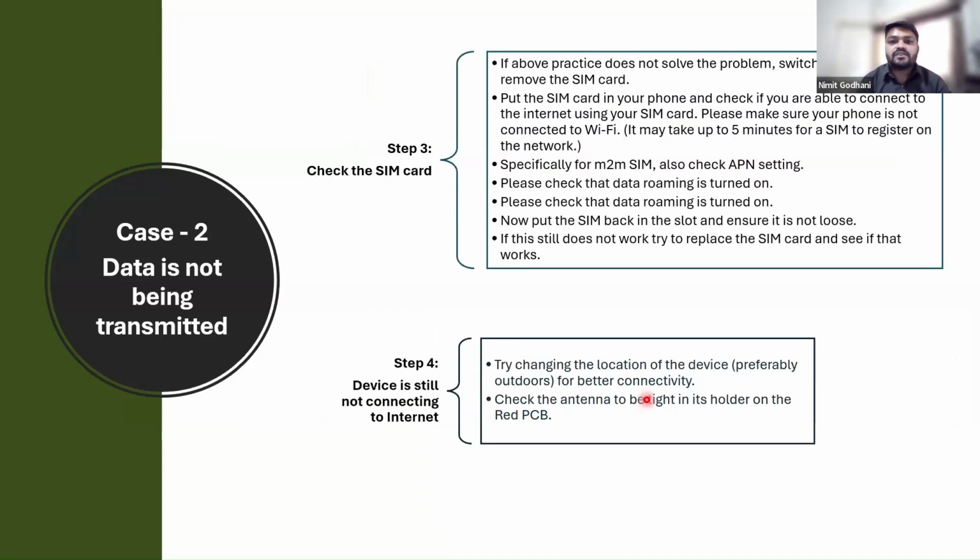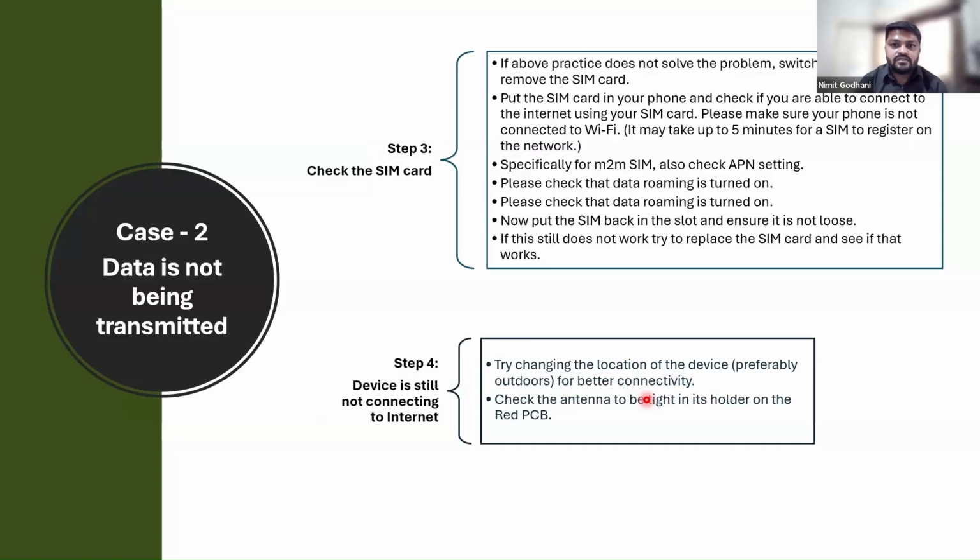So there is a third step also. When we check the SIM card, and if Wi-Fi is not available, if our sensor works on the Wi-Fi, we also turn off and turn on the Wi-Fi, and we also check the strength of the Wi-Fi using our mobile phone.